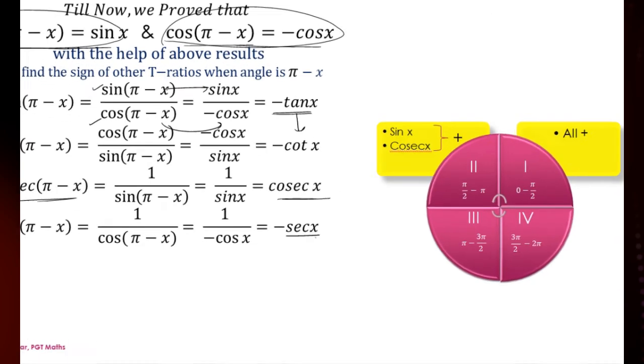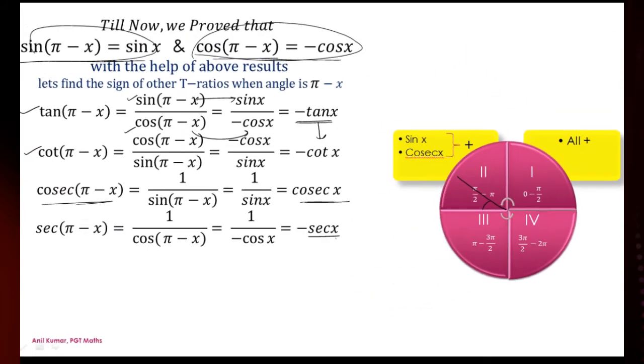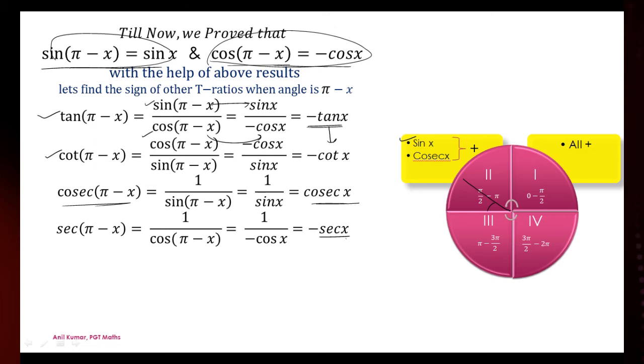So from here you can observe that if I am talking about pi minus x, we are in the second quadrant. In the second quadrant, sine and cosecant, these two trigonometric ratios will result in a positive answer. And the remaining ratios, that is cos, tan, cot and secant, these four have negative output. Second thing, cos will remain cos, tan will remain tan, cot will remain cot and secant will remain secant.